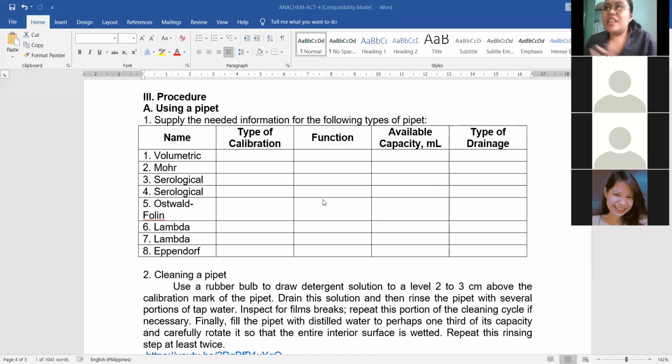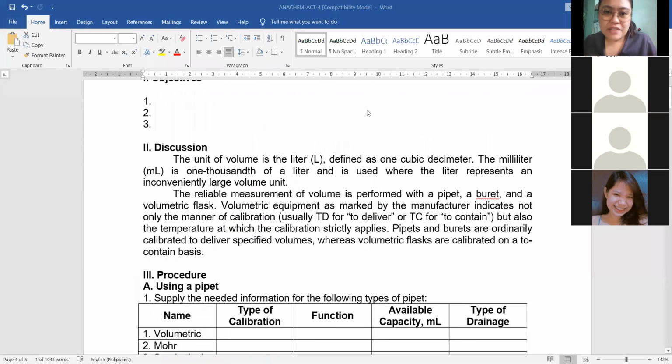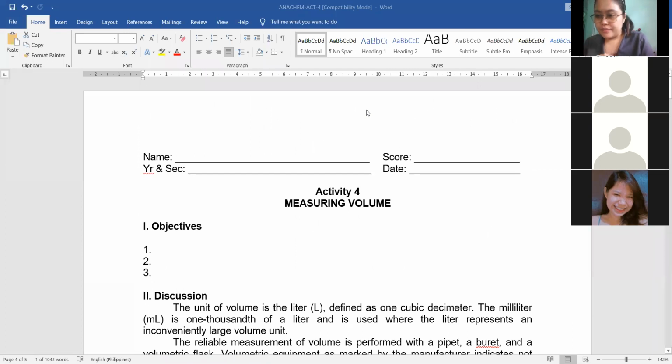However, if hindi kaya yung remaining time natin because it's 10:40 already, the deadline for this is Monday next week. Monday, 11:59 p.m. Okay? Questions, class, about activity number 4? Wala.